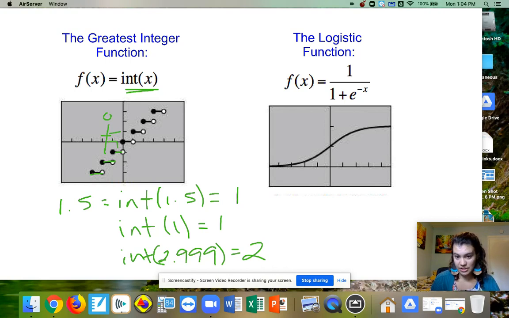The next one is a logistic function. So it looks kind of like an S-curve. This is used a lot in biology and other things to model population growth. Just kind of remember that name.